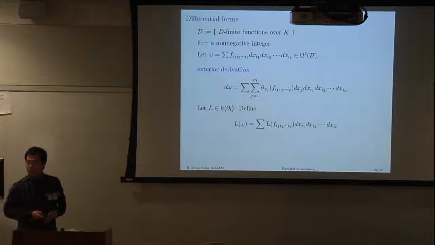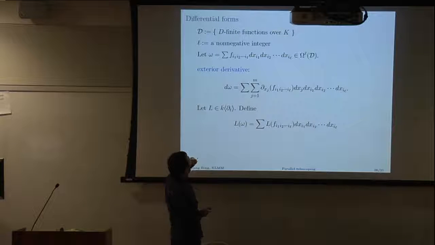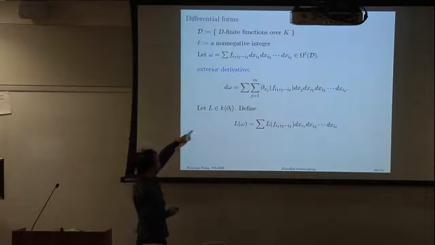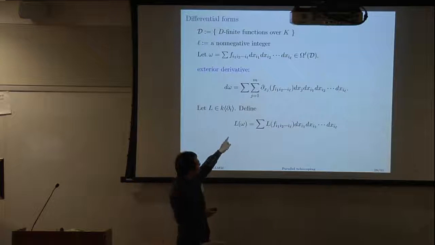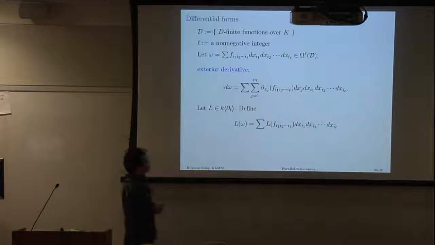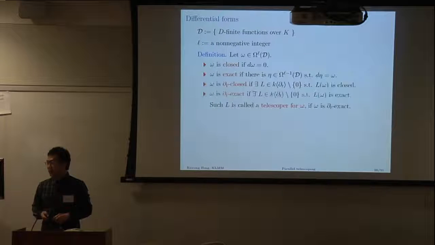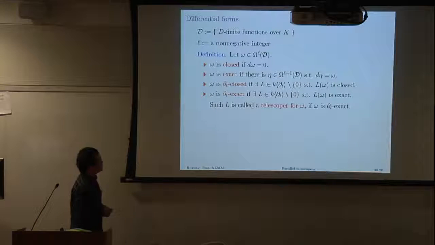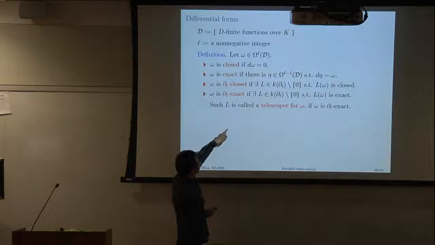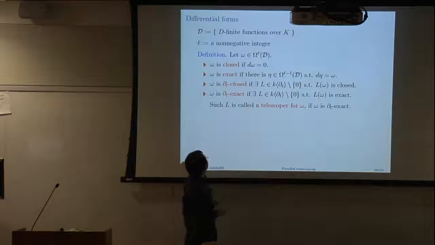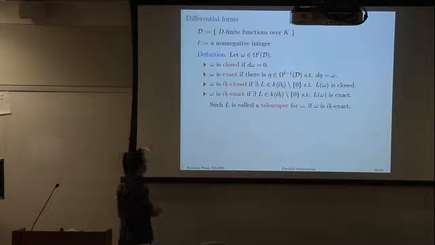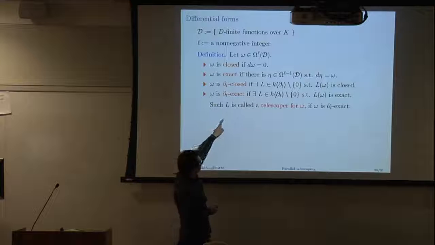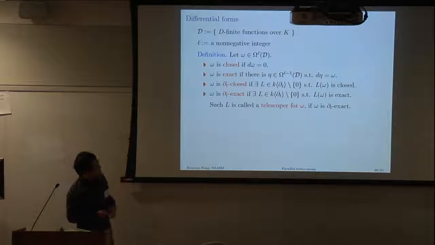Let omega be a differential l-form, then the exterior derivative is defined as usual. But let L be a linear differential operator in dt, and we define L omega to be the application of L to the coefficients of the differential form. Now we say omega is dt-closed if there is a non-zero L such that L omega is closed. And omega is dt-exact if there is a non-zero L such that L omega is exact. And if omega is dt-exact, then we call such L a telescoper for omega.